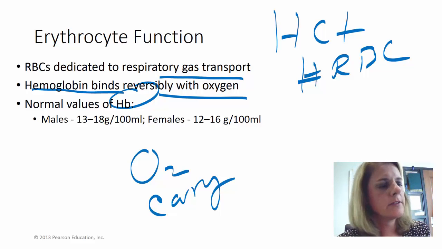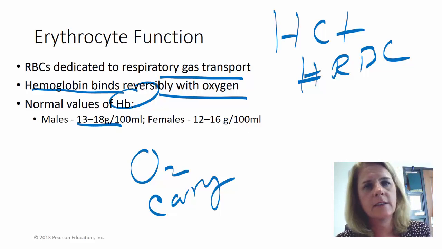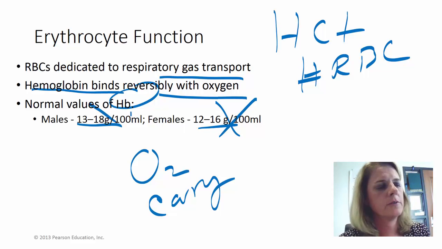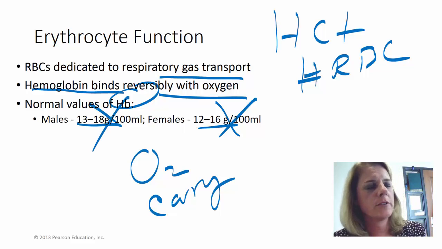And so in males, that hemoglobin should be between 13 and 18 grams per 100 mLs, and females 12 to 16 grams per 100 mLs. And I'm not too worried about you remembering those numbers. Normal values is something you'll learn and start to memorize later on. But you're probably thinking, well, if I know the hematocrit, why do I need to know the hemoglobin? Or if I know the hemoglobin, why know the hematocrit? Well, they're telling you two different things.